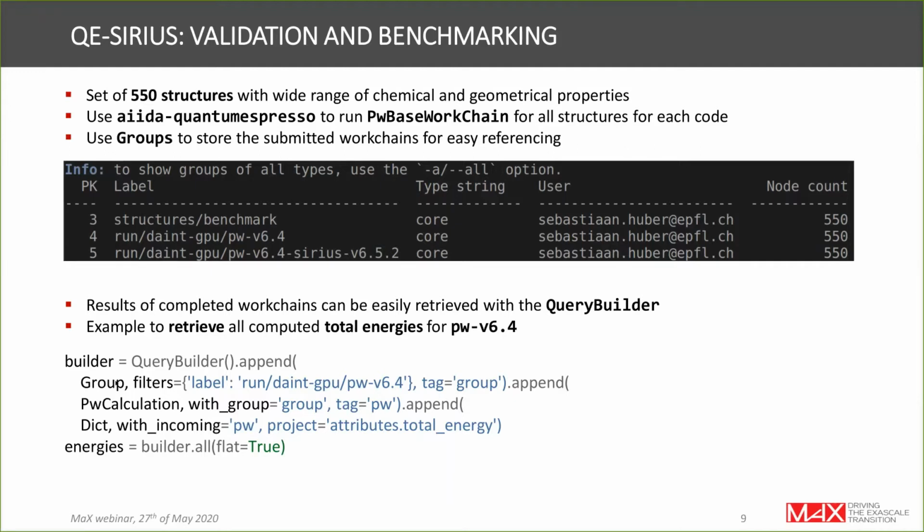So I append the group, and I'm looking for the group with this label. I'm looking for all the calculations that are stored in this group. And finally, I'm really interested in the output dictionary produced by that calculation, and specifically the total energy attribute. And just by calling builder.flat, it will give me a list of all the total energies that were produced by these calculations. I can do the same for SIRIUS, and I can compare these numbers, and because it's all in Python, I can typically use NumPy, Pandas, and Matplotlib to compare these numbers. This is what I've done here.